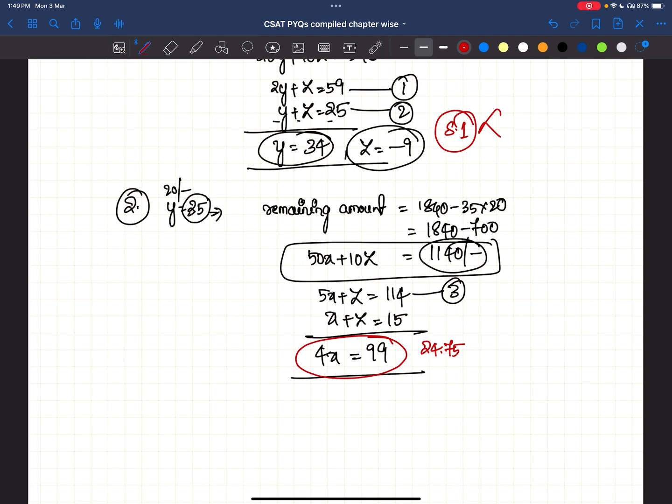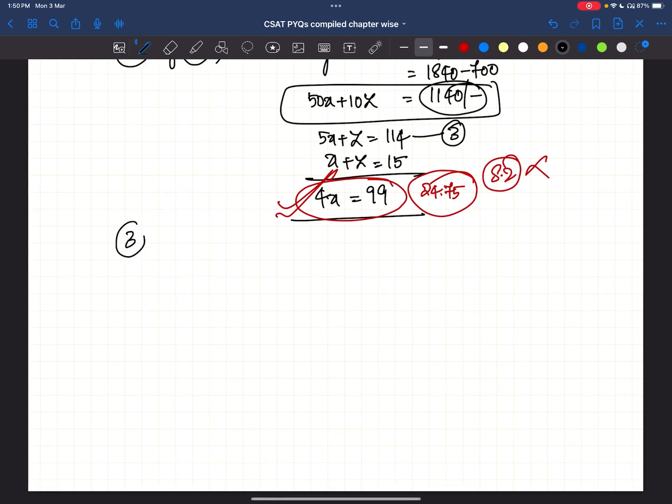Right? This is not possible. This should be exactly a natural number. So statement 2 is also incorrect. Now let's go to statement 3.